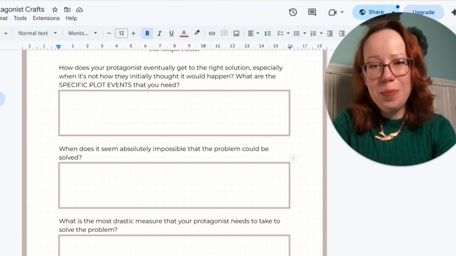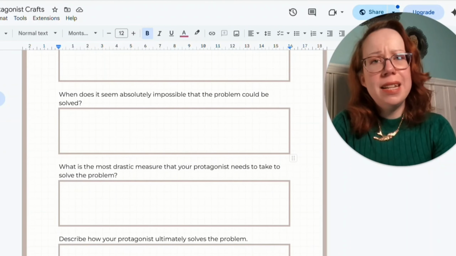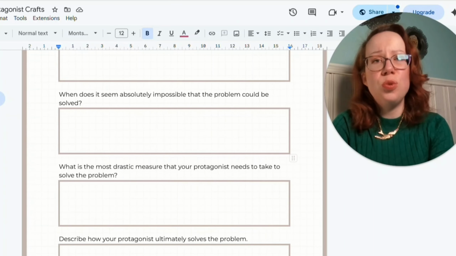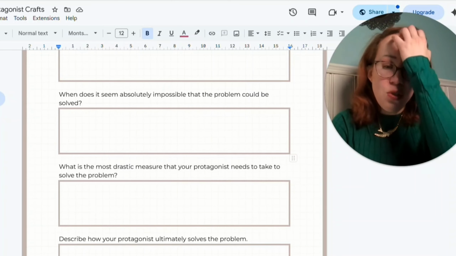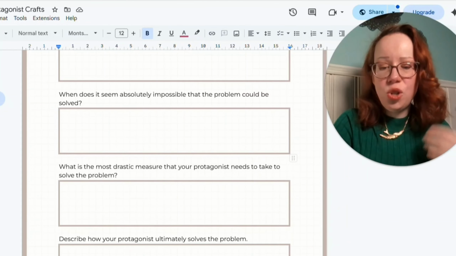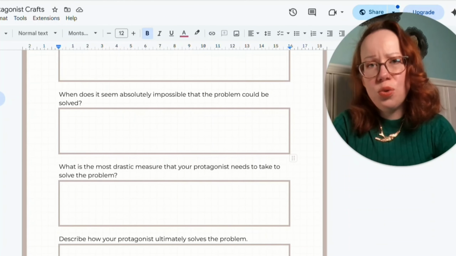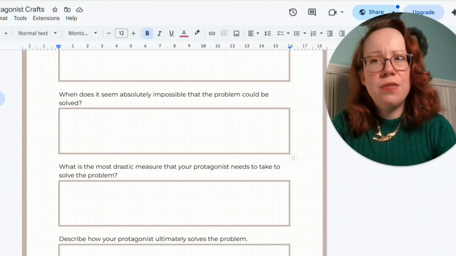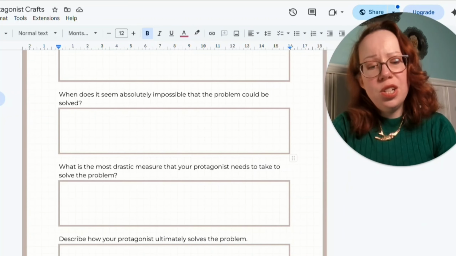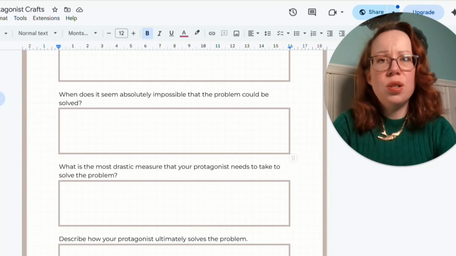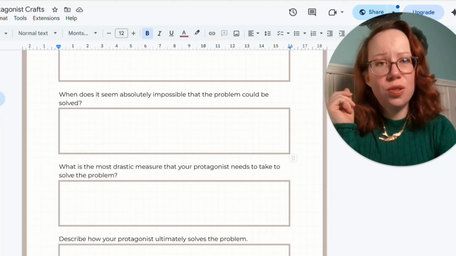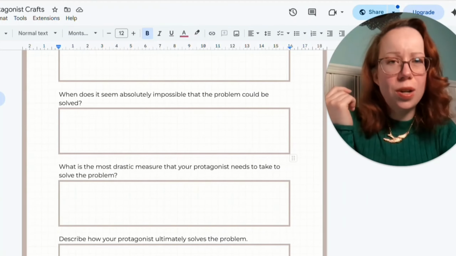All right. And then when does it seem absolutely impossible that the problem could be solved? Because we do need to go through hard times to be able to change and to have these massive changes and revelations about how to do stuff. Often in a story, things need to get really difficult before they can go right. And you need to take away all other options. The way to make your character do what you want them to do is to take away the other options, the things that you don't want them to do.